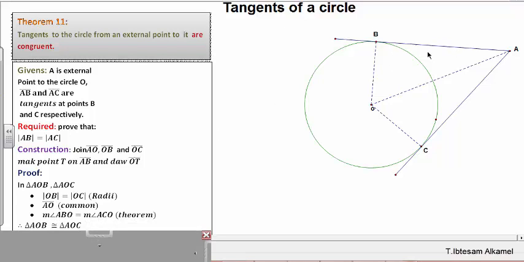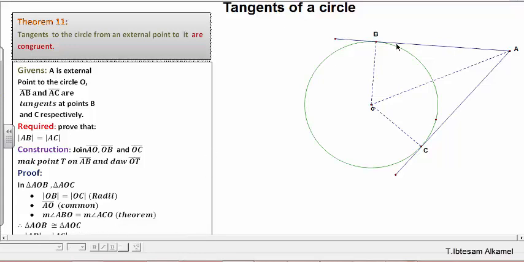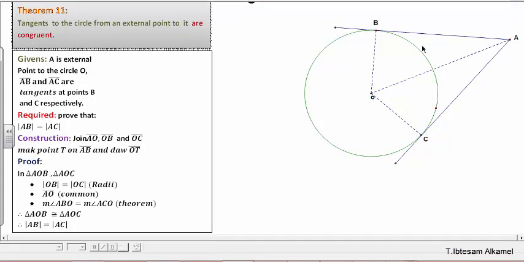So we prove that this triangle is congruent with that one. It means all the corresponding lengths are the same. So the length of AB is the same as the length of AC, because the triangles are congruent. This is the last point: the length of AB is the same as the length of AC.